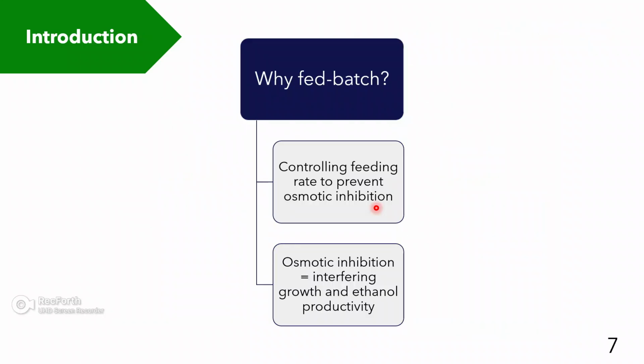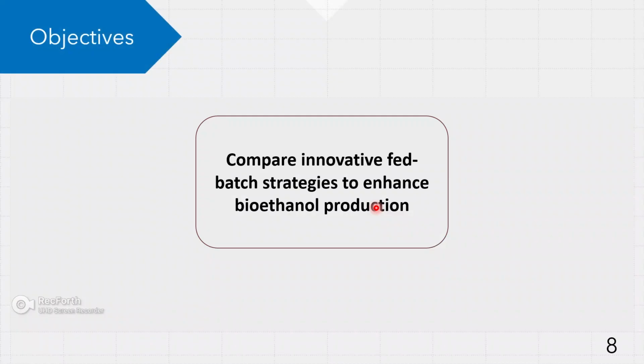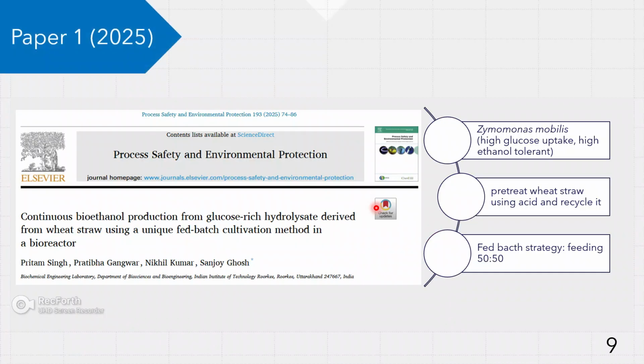So why fed batch? Because fed batch allows control of the feeding rate to prevent osmotic inhibition, which can interfere with growth and ethanol productivity. So the objective of today's presentation is to compare innovative fed batch strategies to enhance bioethanol production.